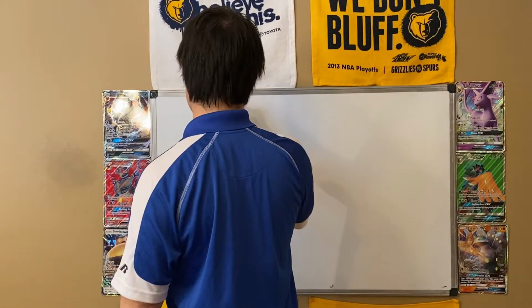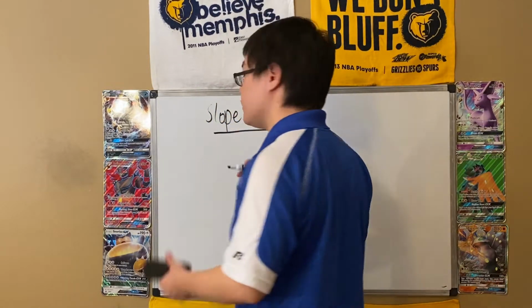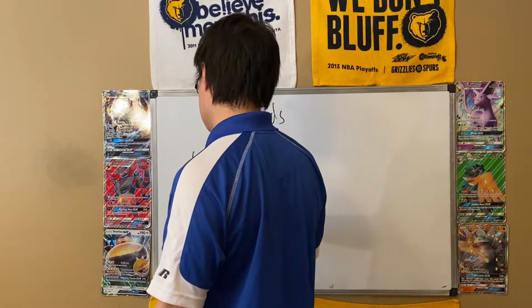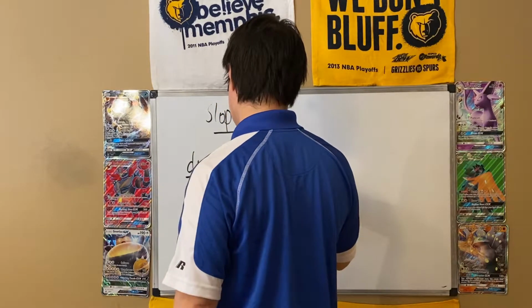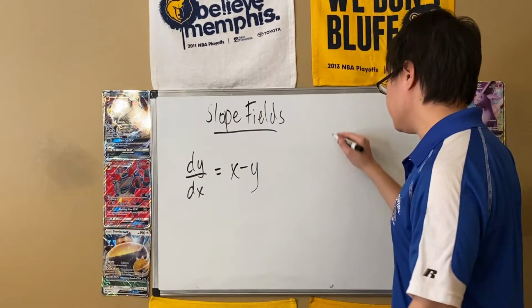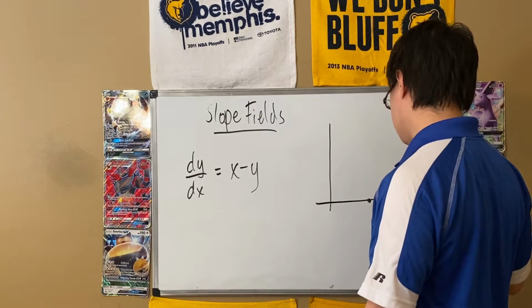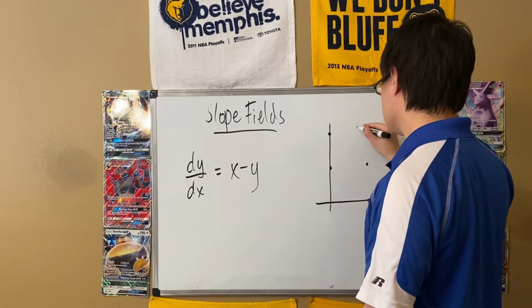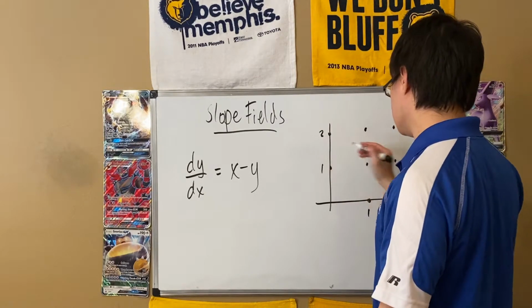So here we are, talking about slope fields. In these questions, there's going to be a given differential equation when it's on the free response question. So it's going to be dy/dx equals, let's do x minus y. And then we're going to have these dots here, let's draw these dots: 0, 1, 2, 1, 2, and so on.